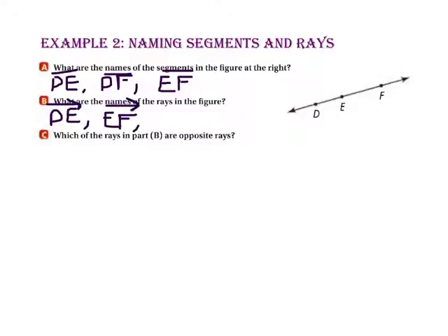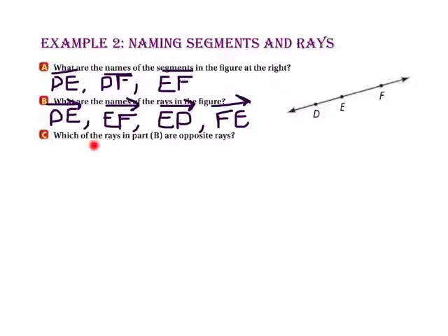Next, I could start again with endpoint E, but this time head to the left towards point D for ray ED. And the final ray on this line would be starting with endpoint F and heading towards the left towards points E and D. So let's call this ray FE. Don't forget to use the symbol for ray so I know you're referring to a ray, not a segment or a line.